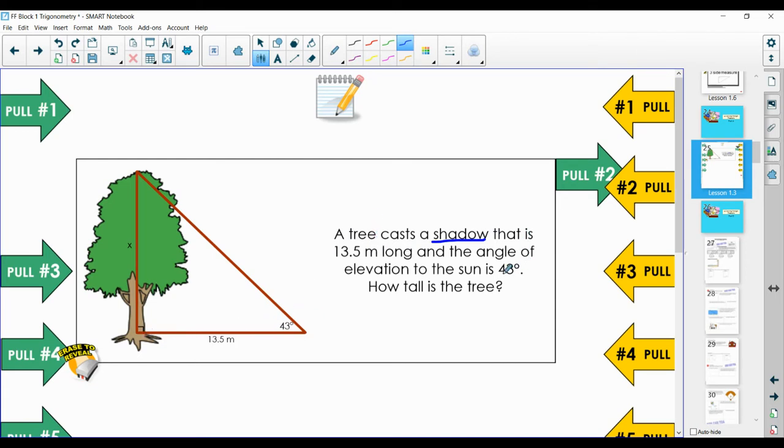And the angle of elevation to the sun, if you remember, if we're looking at angle of elevation, that's us elevating our eyes from the horizontal. So the angle of elevation to the sun, looking up from the horizontal, is 43 degrees. And then our unknown is, how tall is the tree? All right, moving on to the next one.